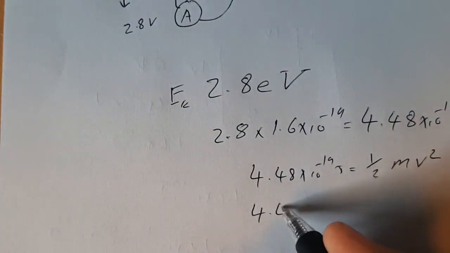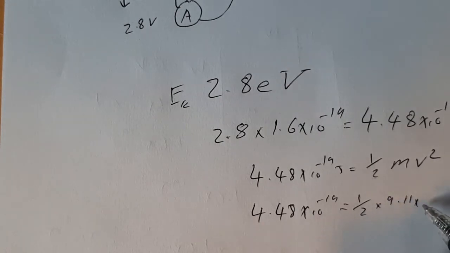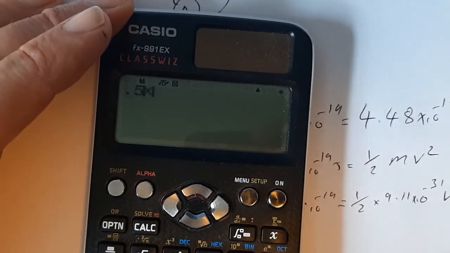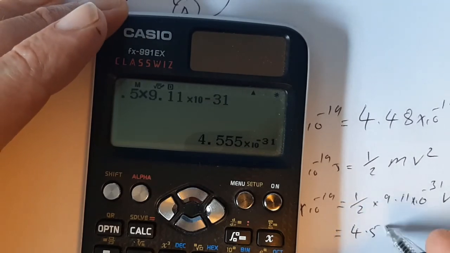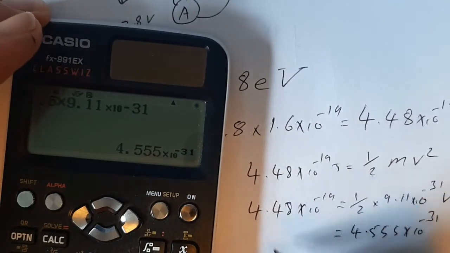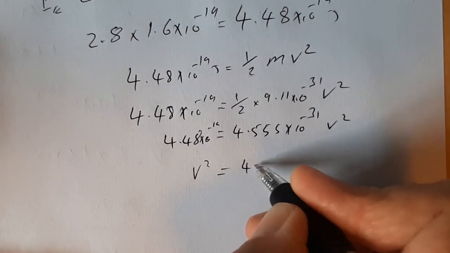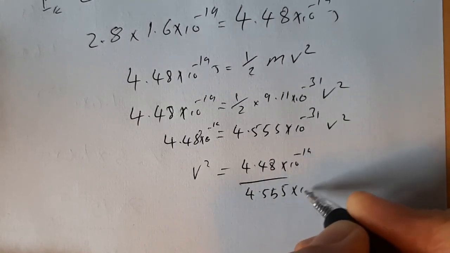So what we're told is 4.48 times 10 to the minus 19 equals a half times 9.11 times 10 to the minus 31 v squared. So we're going to carry on, simplify, then rearrange. 0.5 times 9.11 gives us 4.555, writing all the figures down, times 10 to the minus 31, equals 4.48 times 10 to the minus 19 v squared. So v squared is equal to 4.48 times 10 to the minus 19 over 4.555 times 10 to the minus 31.